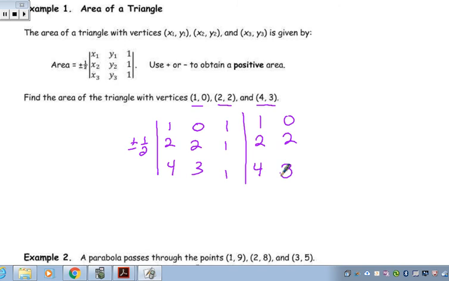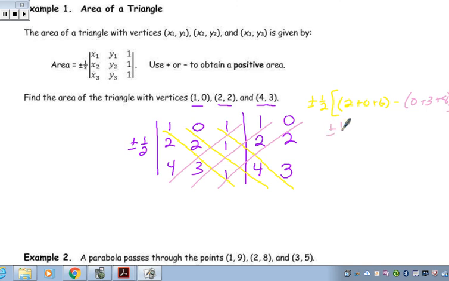Remember, we're multiplying down on the diagonals going this way first. So that would get us, let's see here, plus minus 1/2, we have 2 plus 0 plus 6. We're going to subtract out on the diagonals going in the other direction right here. So that would get us 0 plus 3 plus 8.